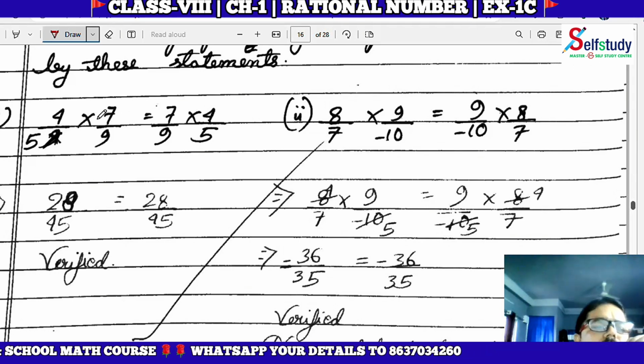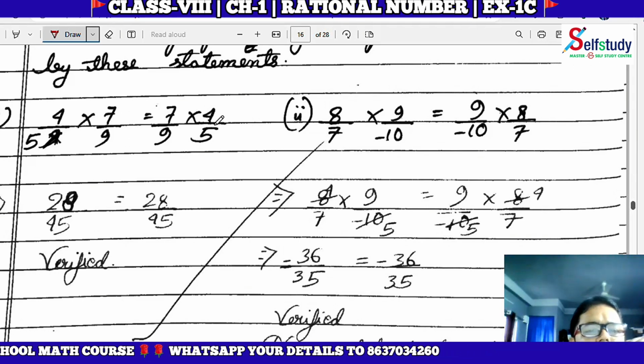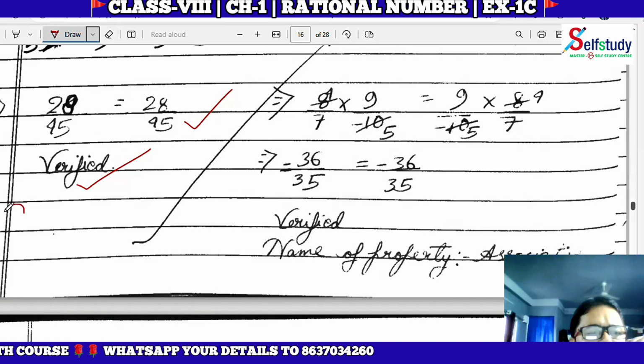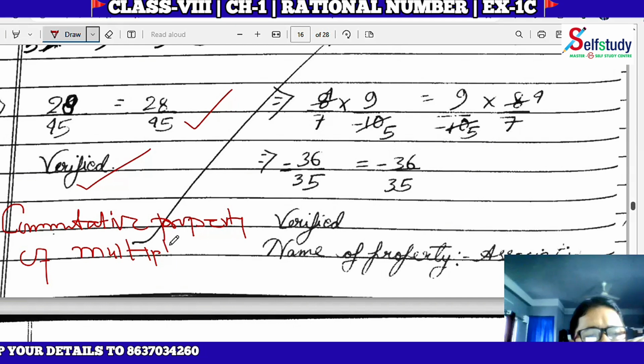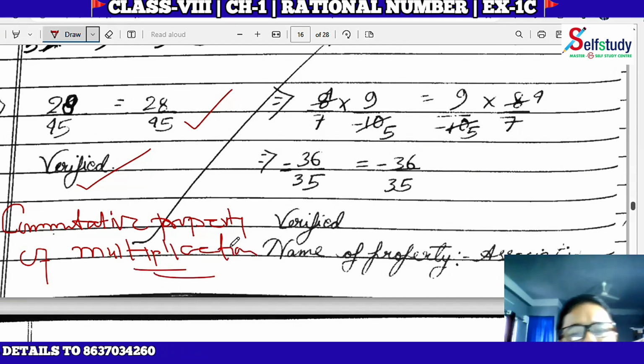So here 7 4s are 28/45 and 7 4s are 28/45. So it is verified, and which property is this? So this is the commutative property of multiplication, right? It is taking time, so I'll tell you verbally and you write it.